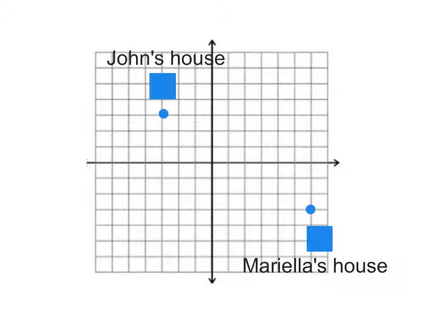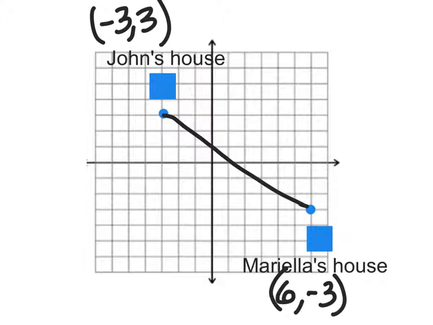Let's see if we can find the spot where he stopped on our map. Here's the direct path from John's house to Mariella's house. John would only walk with Mariella 2/3 of the way. It's important to note that John's house was located at -3, 3, and Mariella's house was located at 6, -3.